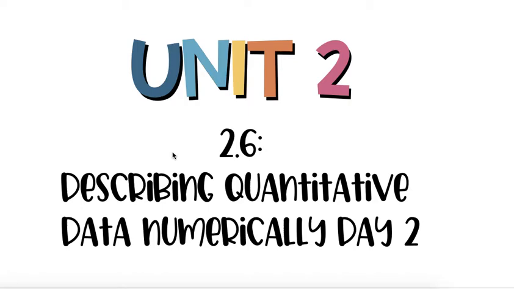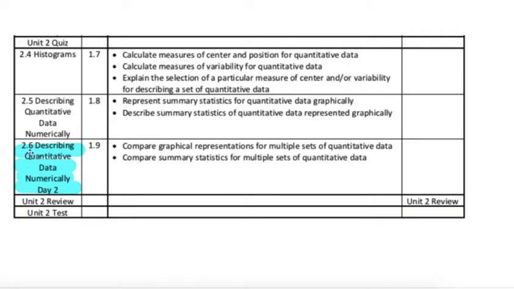Right, so in Unit 2, this is 2.6, describing quantitative data numerically, day 2. As we follow along, this is going to complete our Unit 2 notes, and so we'll be getting ready for our review and our test. Our goal today is to compare graphical representations for multiple sets of quantitative data and also compare summary statistics for multiple sets of quantitative data. We're also going to look at how we identify outliers using a rule and not just visually. So we'll wrap up the unit here.